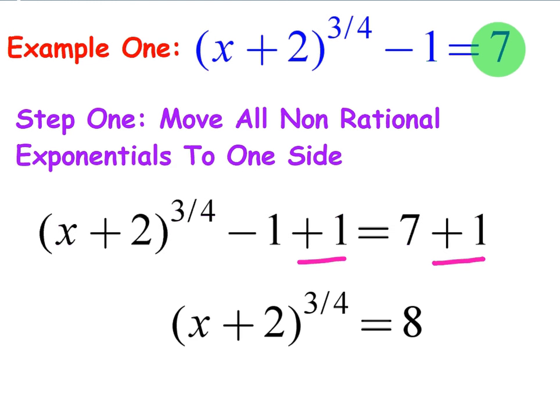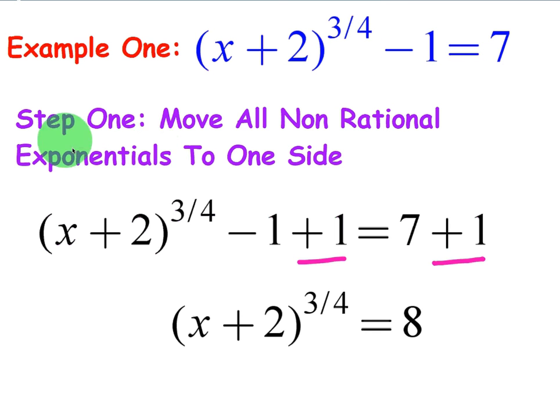So with that being said, let's do an example. We have (x + 2) to the 3/4 power minus 1 equals 7. So why is this an equation with a fractional exponent? Because it's an exponent that's a fraction. It's that simple. This is not an exponential equation, and that's because there's no variable in the exponent. So keep that in mind. As we go through these steps, they only apply to equations that have an exponent that's a fraction, but the fraction doesn't have a variable in it.